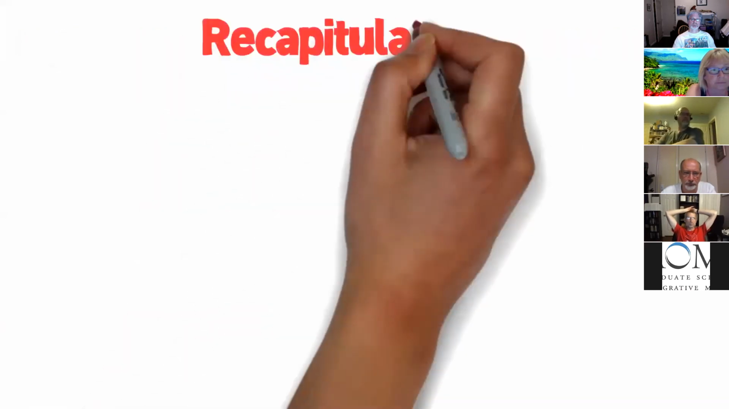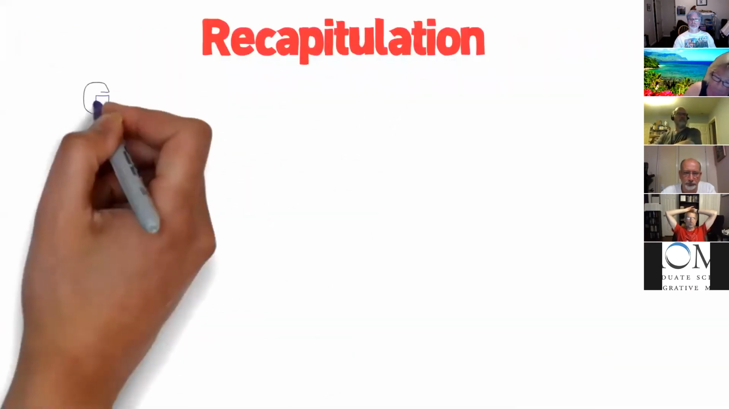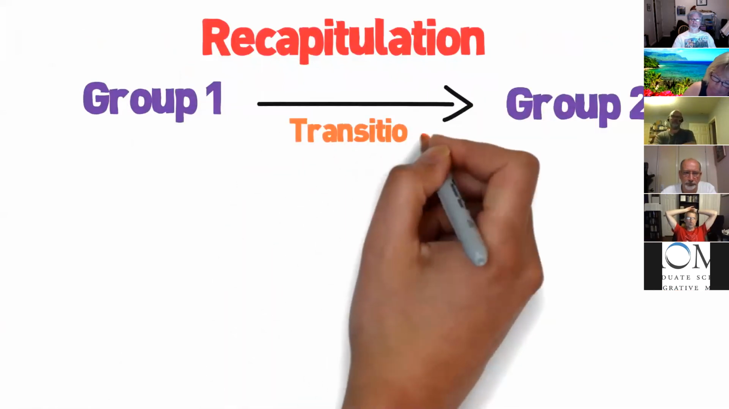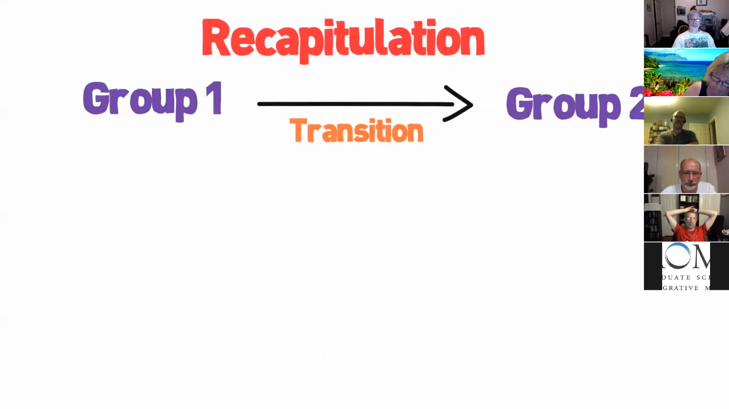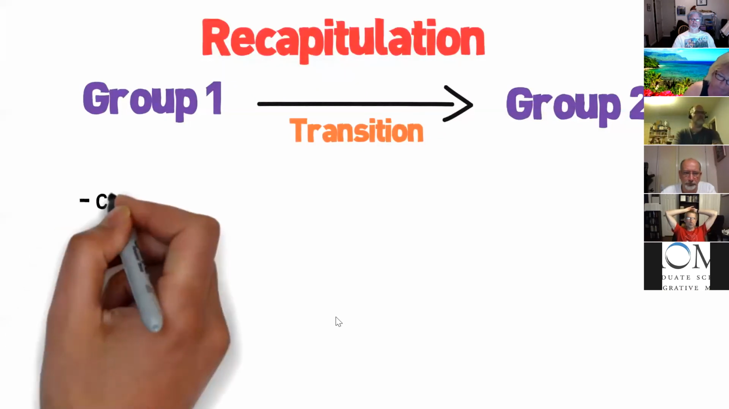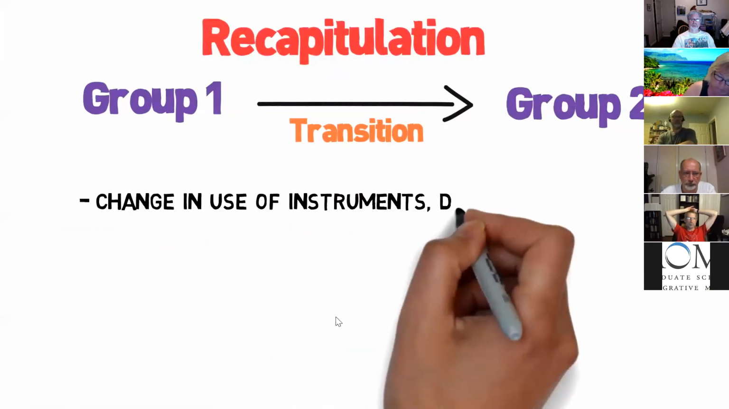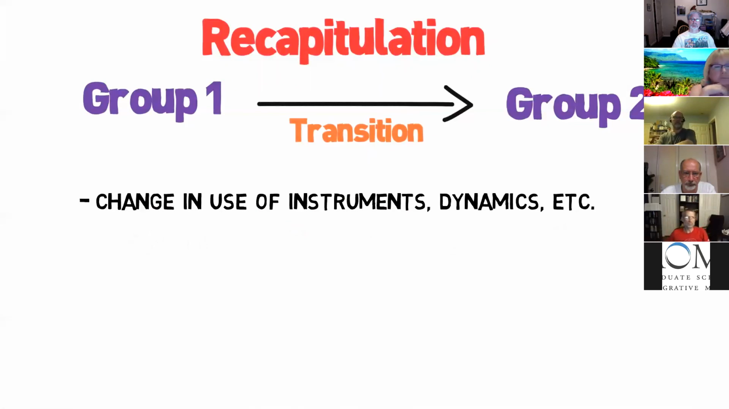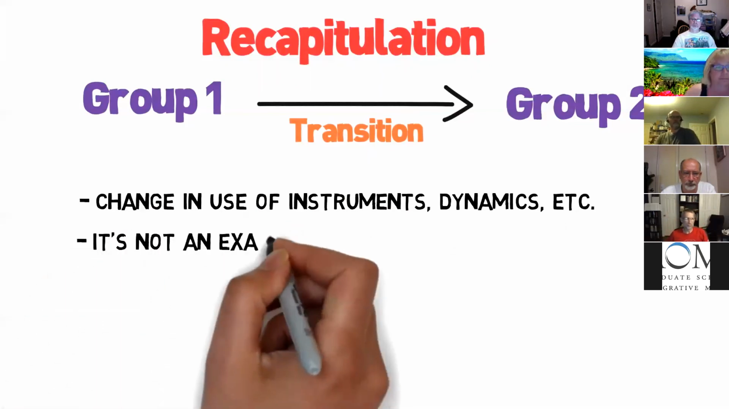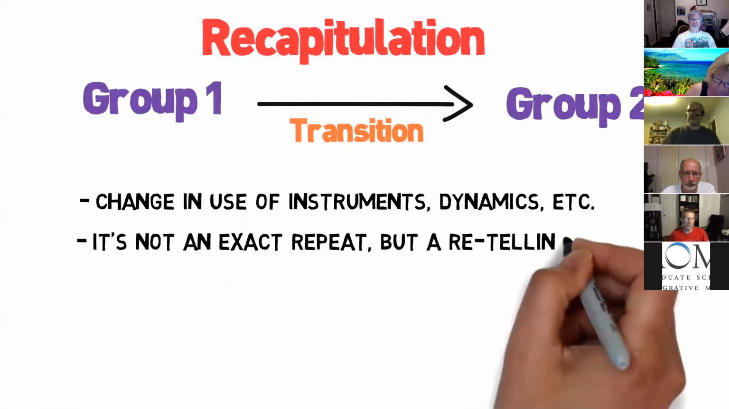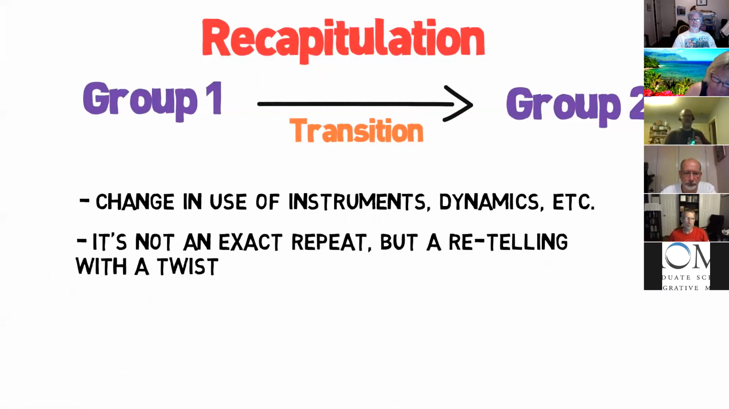Next comes the recapitulation. The point of this is to recap the two groups of the exposition, at least to some extent. However, there are always surprising twists. Some of these will be subtle, like a change in the way they use their instruments or dynamics or something. However, other changes are more significant. So it's not an exact repeat of the exposition, but more a kind of retelling of it in a slightly different way. The two groups don't have to be stated in their entirety.